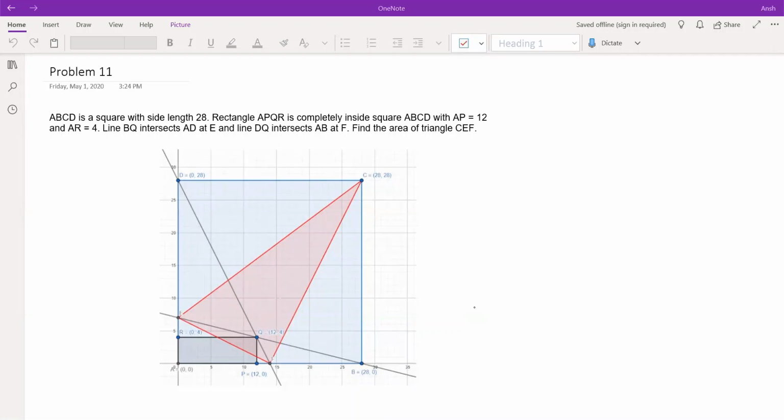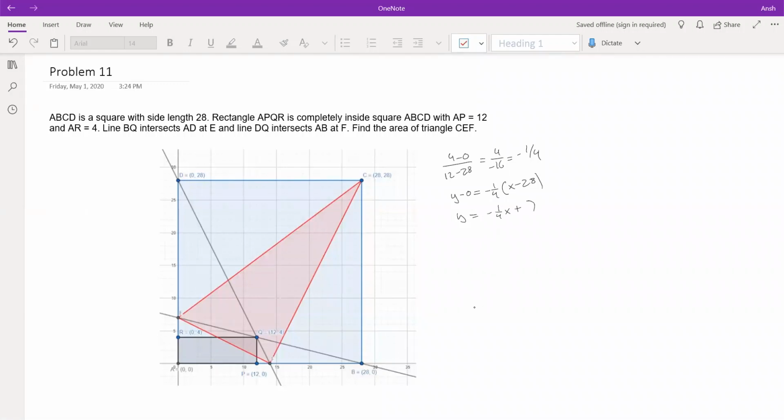So we'll do BQ first. BQ passes through the points B and Q. So its slope would be 4 minus 0 over 12 minus 28, which becomes 4 over negative 16, which is negative 1/4. So that's our slope. And since we know it passes through 28, 0, we can use point slope formula. So using point slope formula, we get that y minus 0 equals negative 1/4 parentheses x minus 28, which becomes y equals negative 1/4 x plus 7.